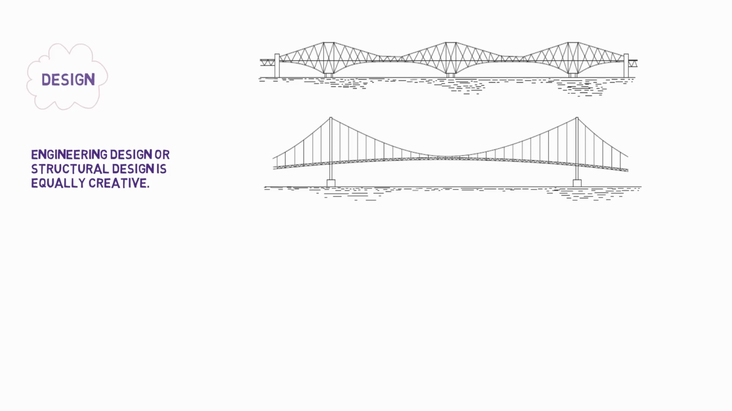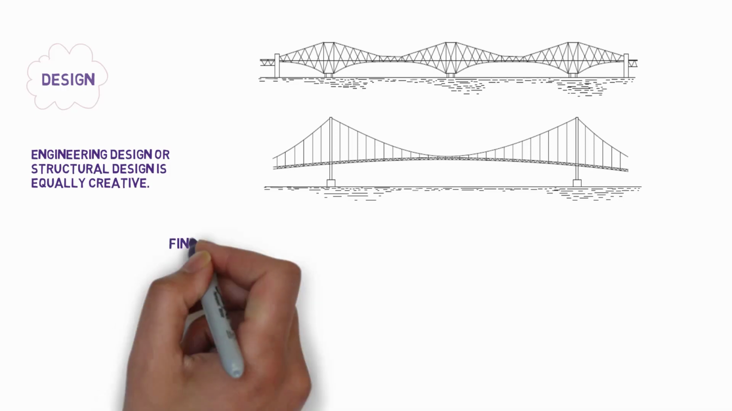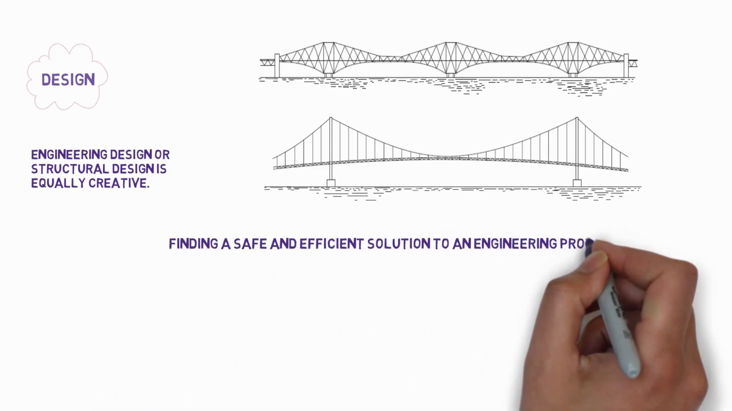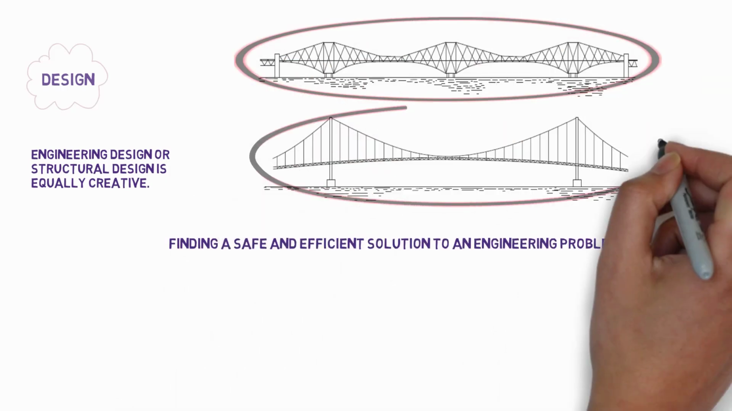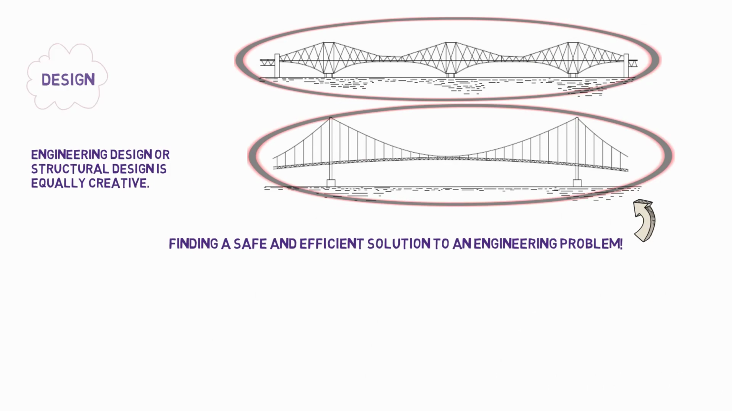Even within our own field, the word design can be used in two very different ways. Firstly, it is used to describe the whole creative process of finding a safe and efficient solution to an engineering problem. Consider, for example, the above case of designing a bridge across a river. There is of course no correct answer, but out of the infinite number of possible solutions, some are clearly much better than others. It is the job of the designer to come up with the best solution within available resources.